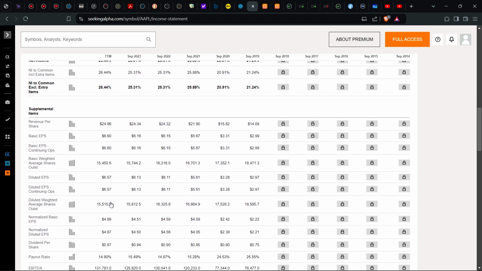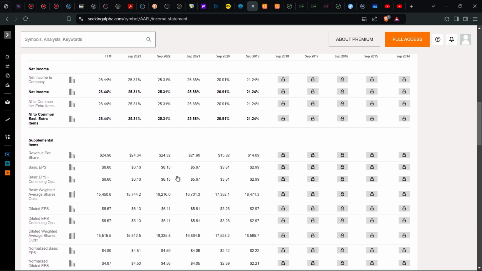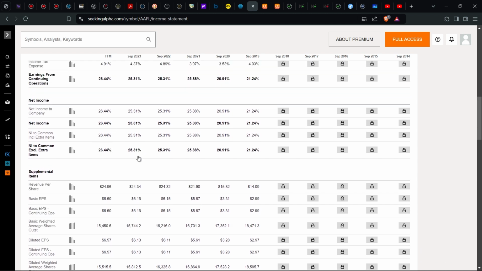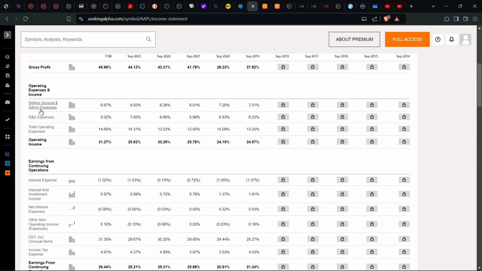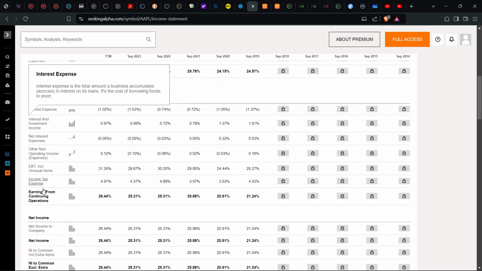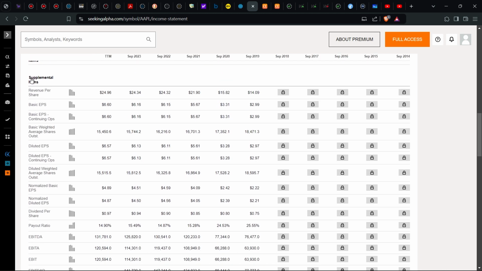And as you can see from this part of supplemental items, the numbers here are in dollars, not as percentages, because this percentage part is only spreading to the net income. From the revenues to the net income, these are the only numbers that are displayed as a percentage of the revenue. But when it comes to these supplemental items, it's going to show you the dollar numbers, right?